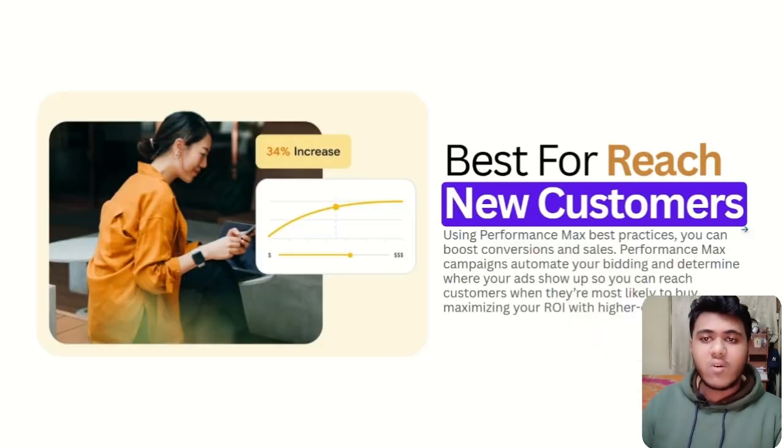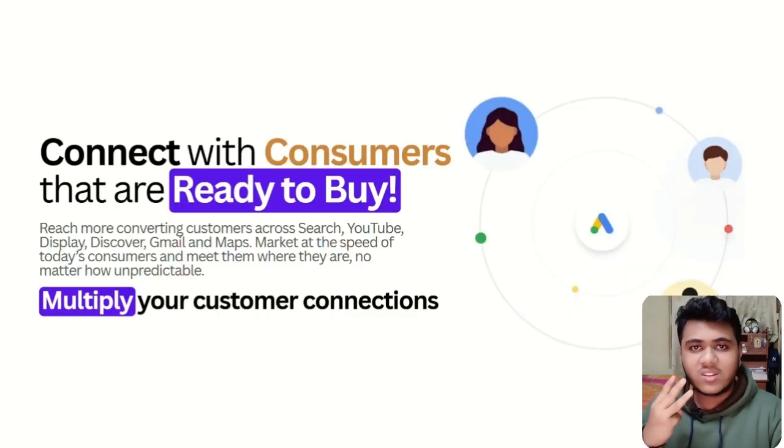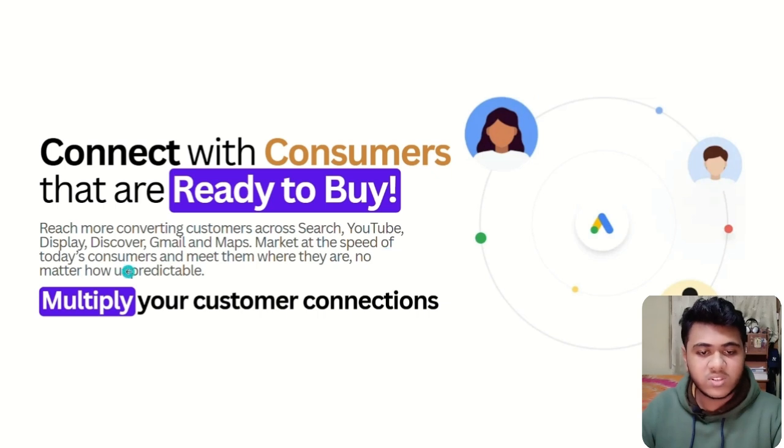And the second benefit of a Performance Max campaign is that it is best for reaching new customers. Using Performance Max best practices, you can boost your conversions or sales. A Performance Max campaign automates your bidding and determines where your ads show up so you can reach customers when they are most likely to buy, maximizing your ROI and conversion goal. The third advantage is that it connects with consumers that are ready to buy. Reach more converting customers across Search, YouTube, Display, Discover, Gmail and Maps. Market at the speed of today's consumers and meet them where they are, no matter how unpredictable.